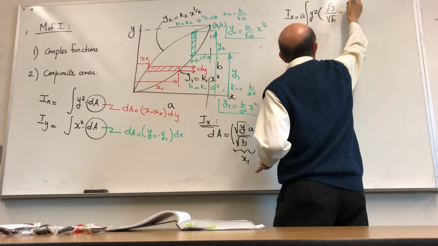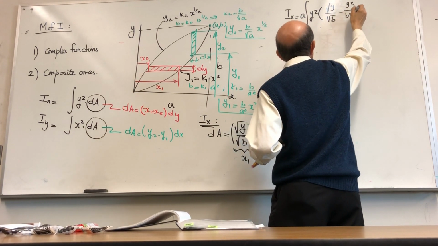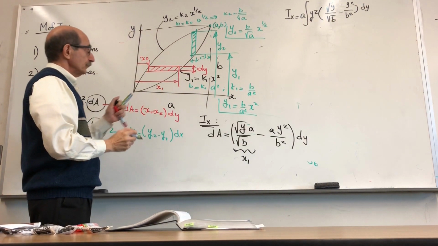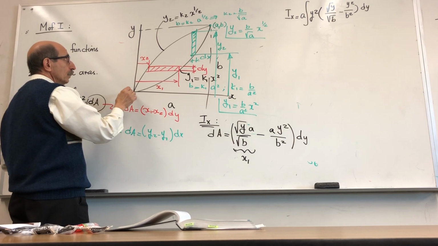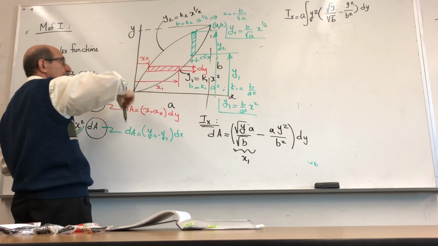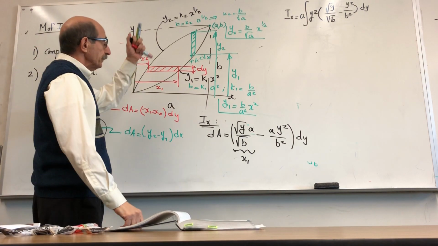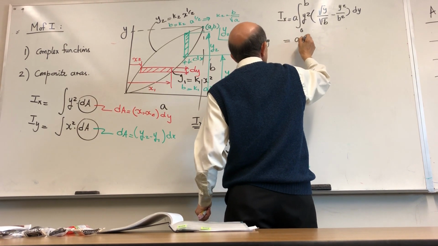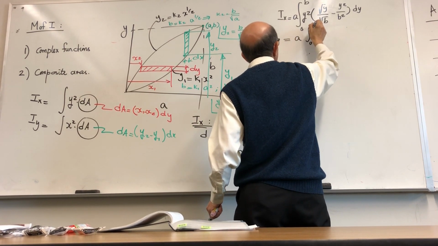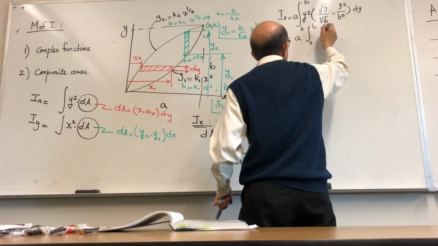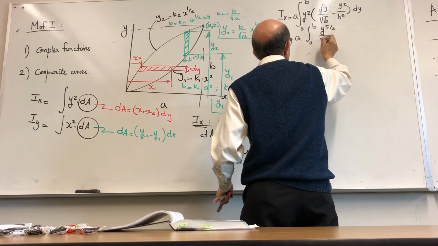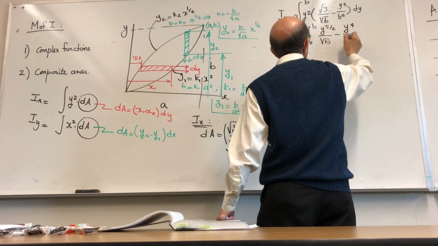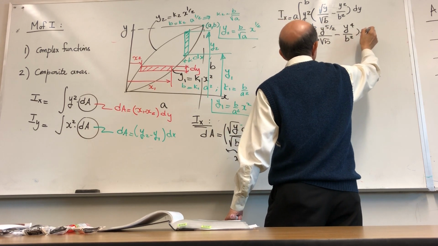Minus y squared divided by b squared dy. And y, in this case, goes from 0 to b to cover the entire area, sweep the area. So this goes from 0 to b. So let's perform that integration. We get the integral from 0 to b of, multiplying that, 5/2 over square root of b minus y^4 over b squared dy.